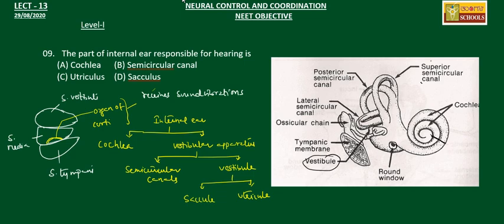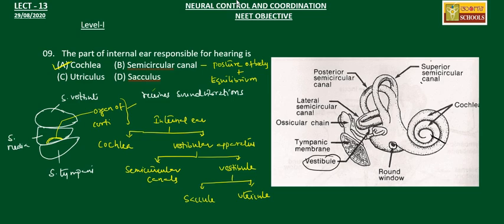So the part of internal ear responsible for hearing is cochlea. So the answer is cochlea, that is option A. Then coming to what about these semicircular canals? So the function of semicircular canal is to maintain equilibrium and posture of the body.